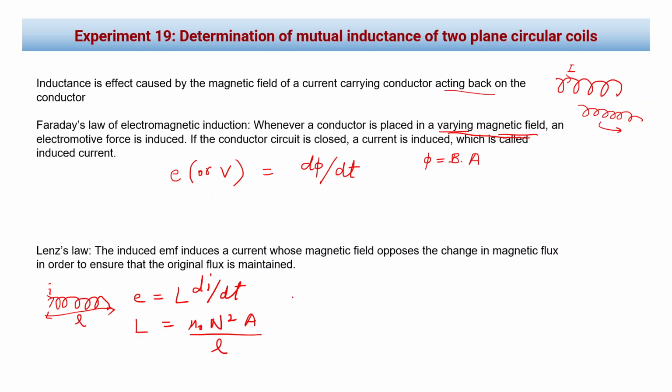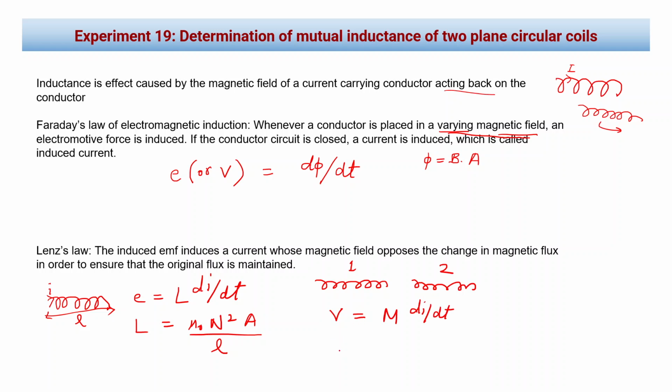If we have two coils, this is coil 1 and this is coil 2, then there will be inductance here due to coil 1 on coil 2, that is called mutual inductance, dI by dt.